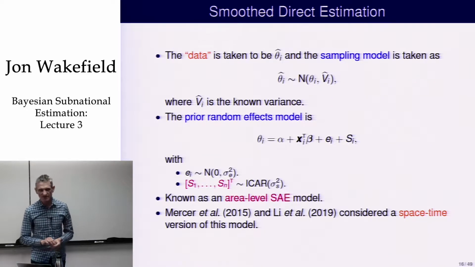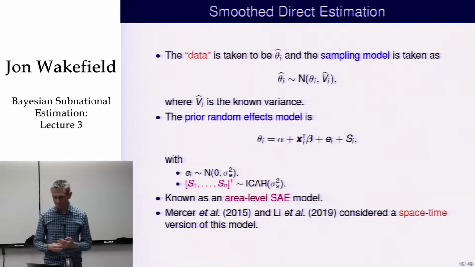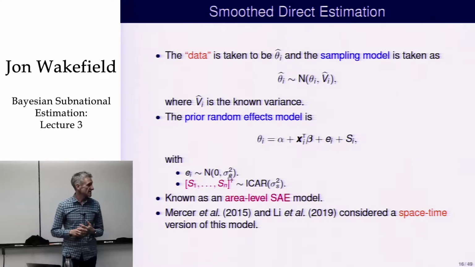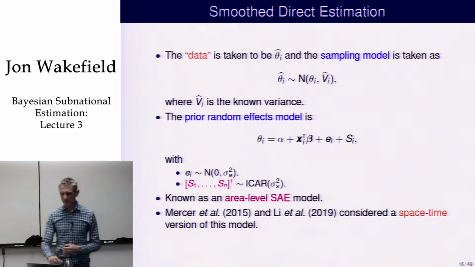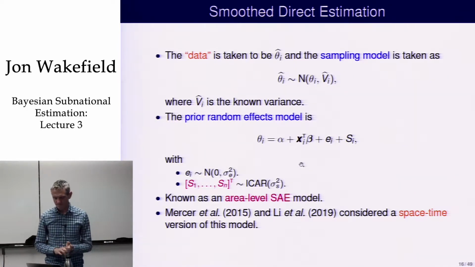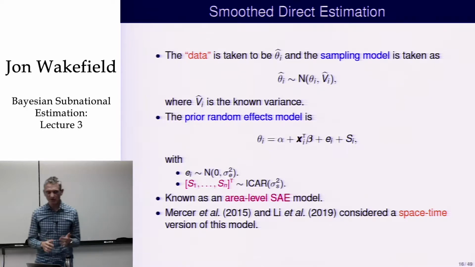So again, to repeat, here's the data, theta-hat_i, and this sampling model. Then we now add in S_i. As in the last lecture, I'm going to assume these S_1 to S_n, these area-specific spatial random effects, arise from some ICAR model with an unknown smoothing parameter sigma squared_S. So this is an area level model as opposed to a unit level model.